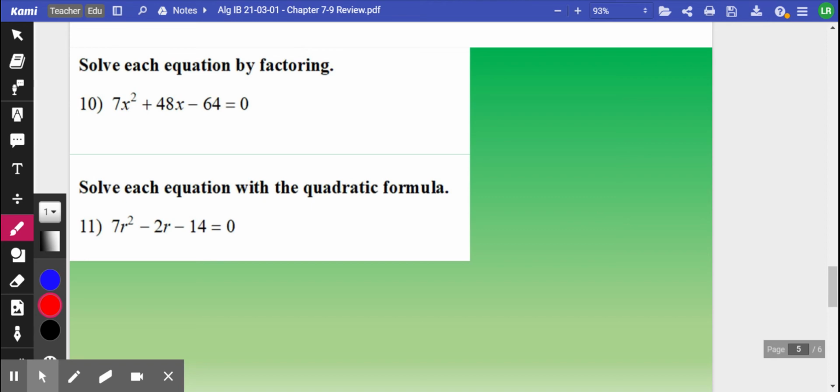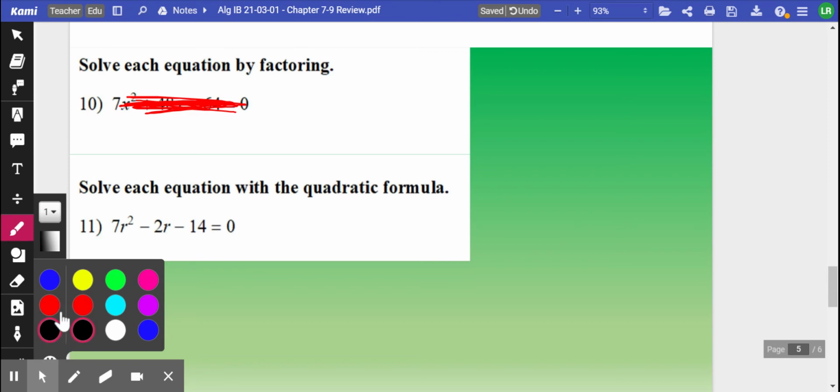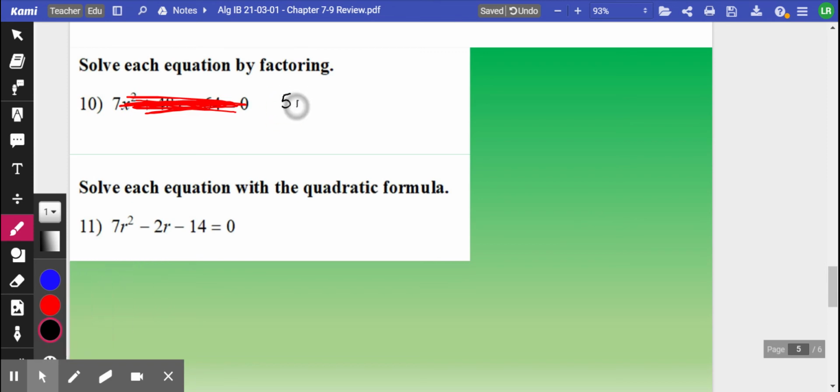I just realized I was really, really mean on number 10. I did not intend to give you magic numbers that were that huge. So give me a second here and let me adjust that particular problem to something a little bit more reasonable. There. All right. So let's do this one here. Okay. So we got 5n squared minus 28n minus 12 equals 0. I apologize for that, guys.